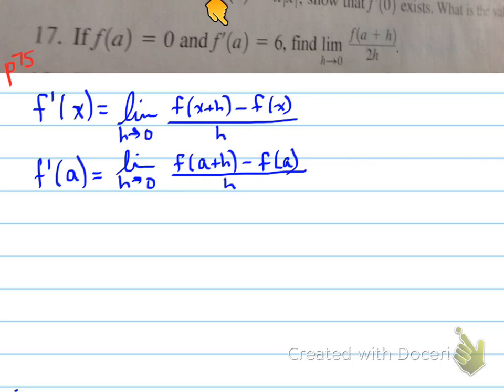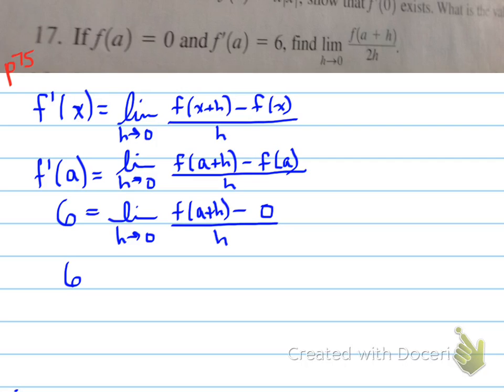Well, we have some of that information already. For example, f prime at a, we know the answer is 6. So we could replace this f prime at a with 6. Now, we also have f at a. We know that f at a is equal to 0. So replace that. So we have 6 equals the limit as h approaches 0 of f at a plus h minus 0 over h. What does that give you when you simplify it? Well, it gives you the limit as h approaches 0 of f at a plus h all over h.